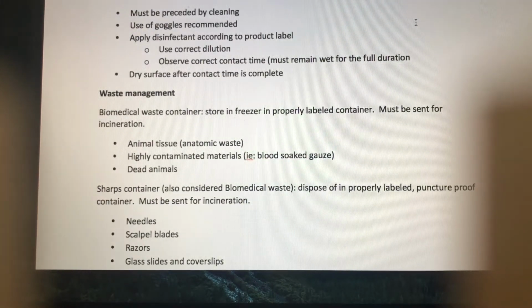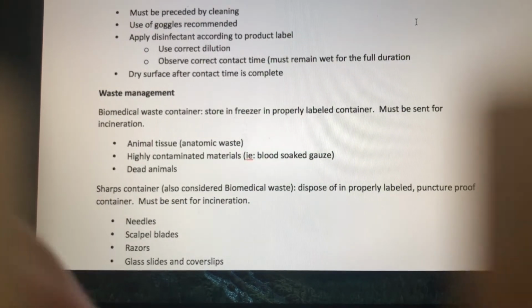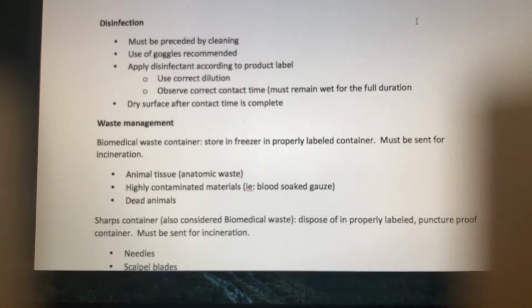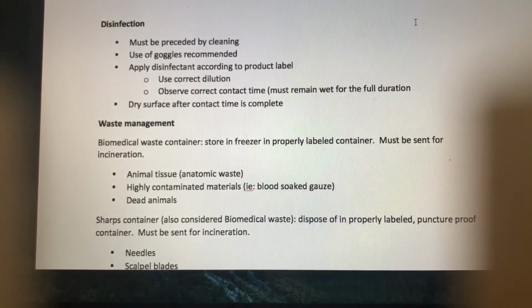So disinfection. Disinfection must be preceded by cleaning. It's recommended to use goggles, sometimes even masks, because a lot of the disinfectants can be really irritating to your respiratory tract.